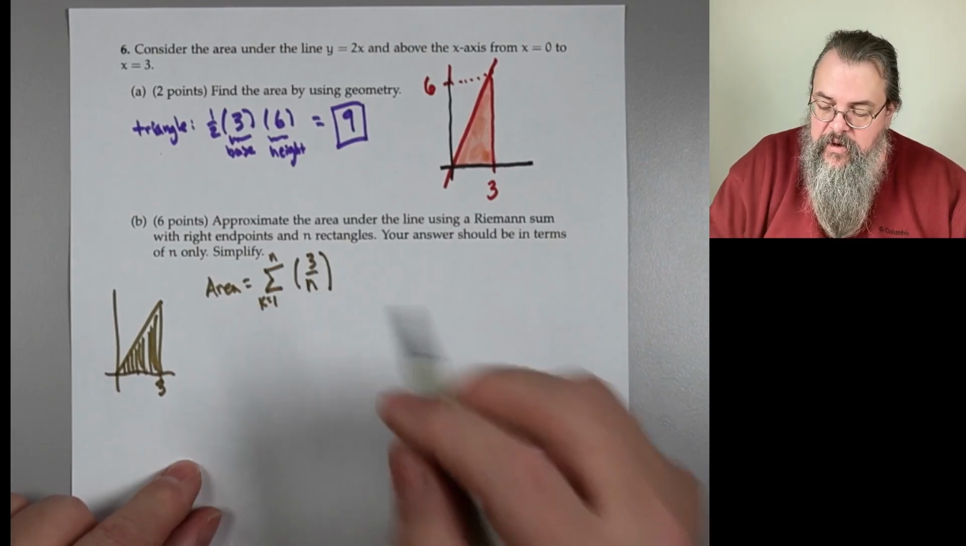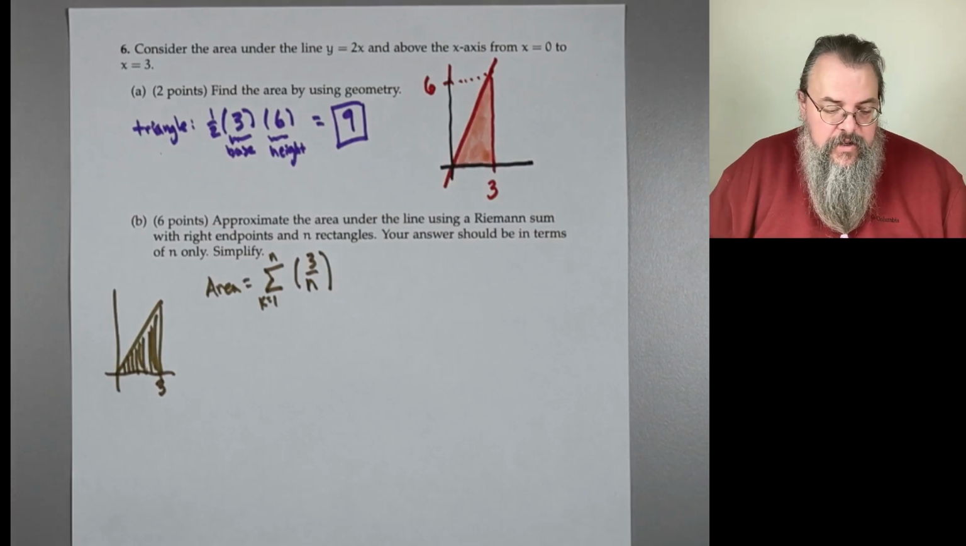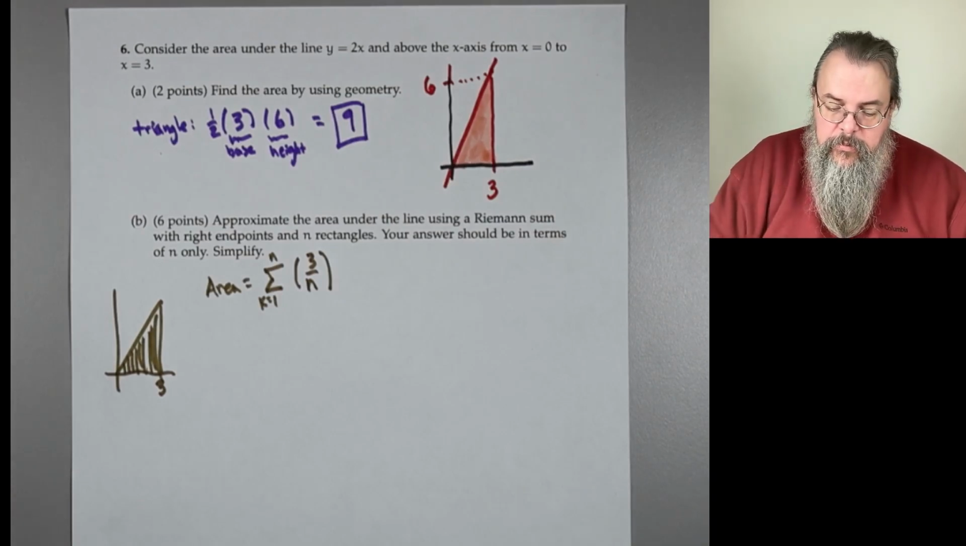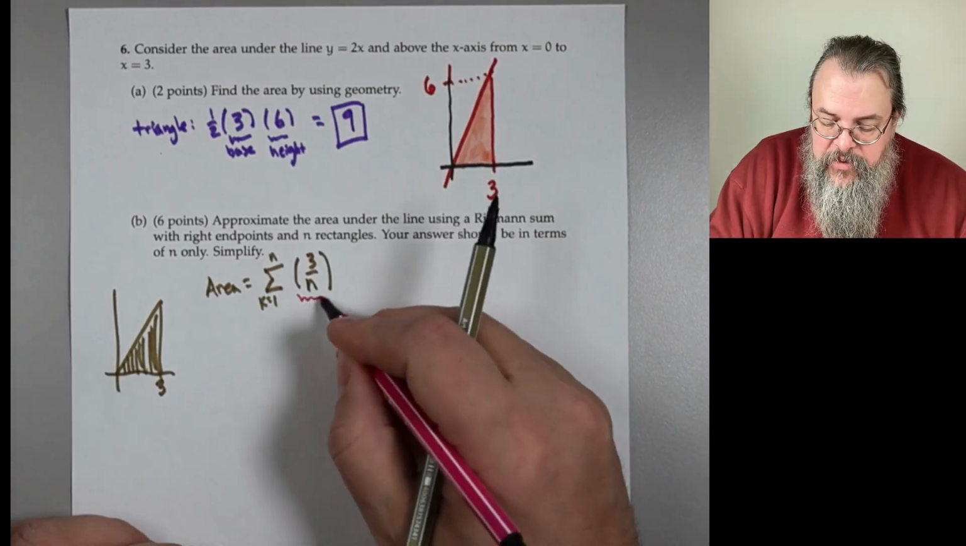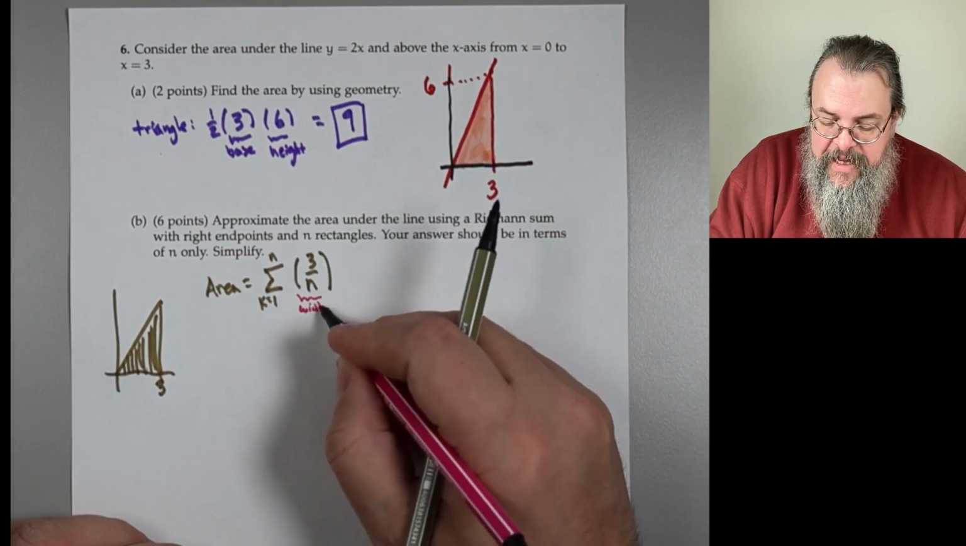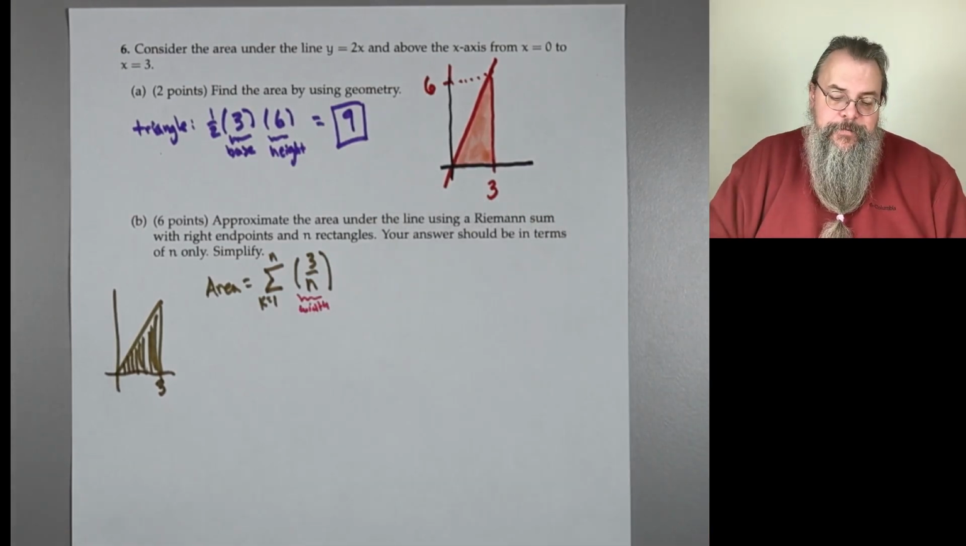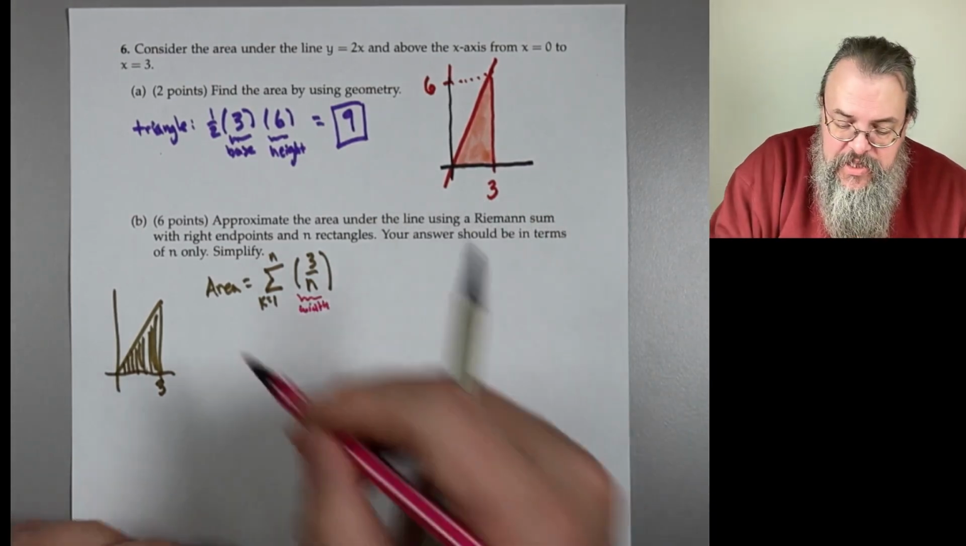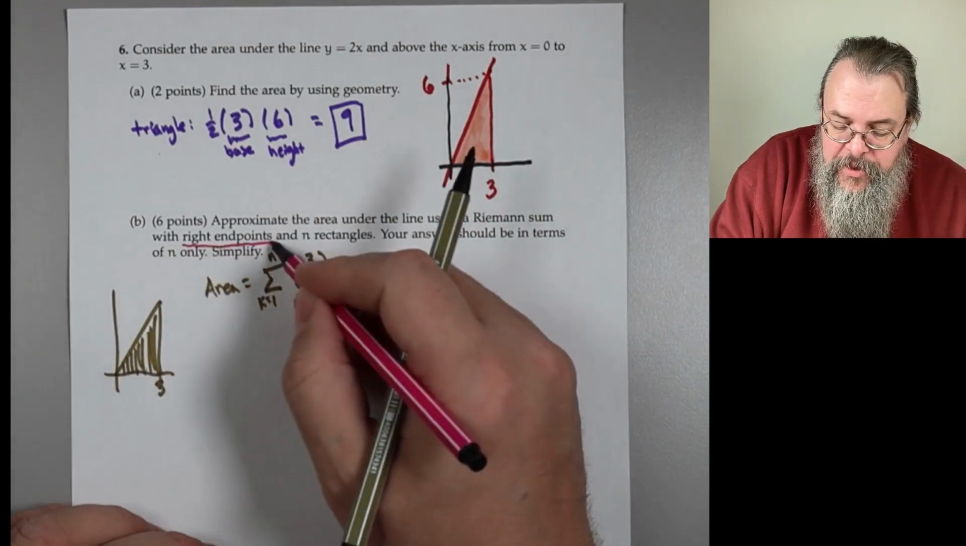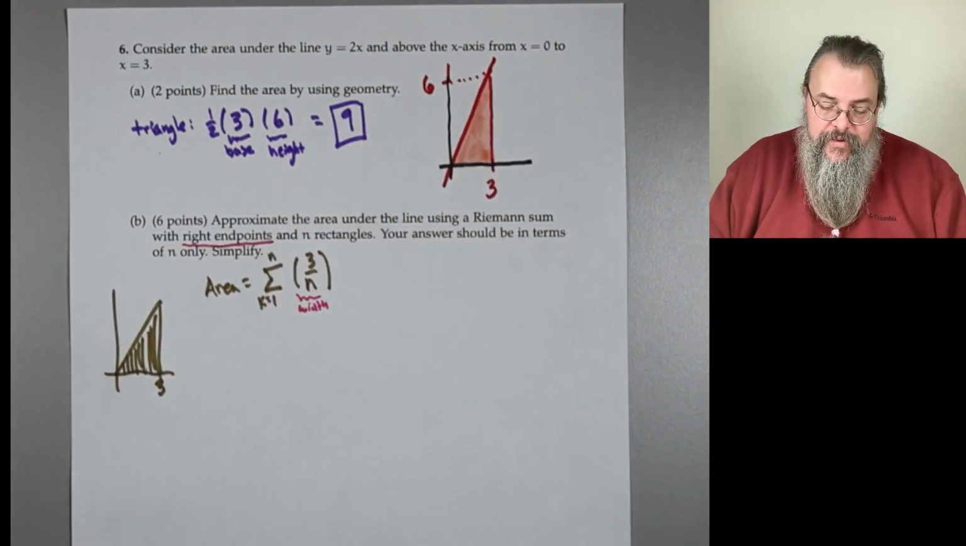So this is our width of our rectangle. Okay, good to make a note. Now, the trickier part is what is the height? All right, now, you have to pay attention. Where are we looking? The right endpoints.